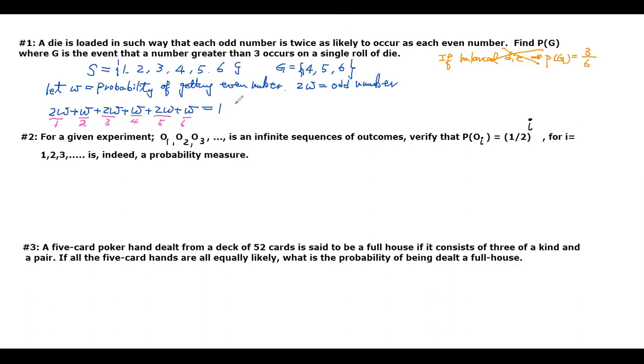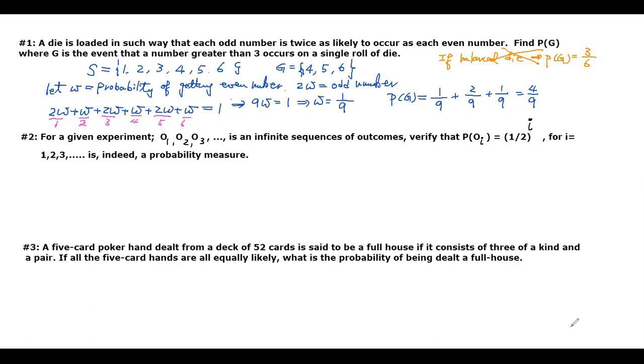So now I can solve it. I will have 9W is equal to 1, so I get my W. W is the probability 1 over 9, right? Now I'm going to find the probability of G. Because G is composed of 4, 5, 6, the probability of G is 1 over 9 plus, now it's an odd number, 2 over 9 plus 1 over 9. So this is 4 over 9, right?